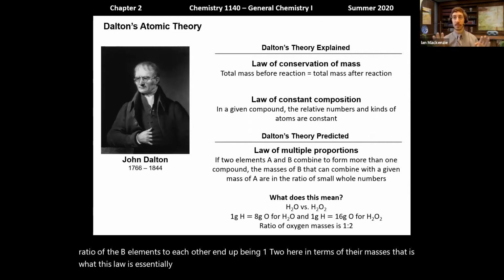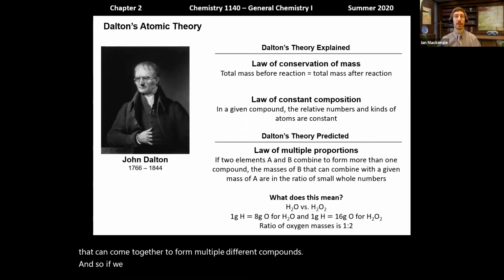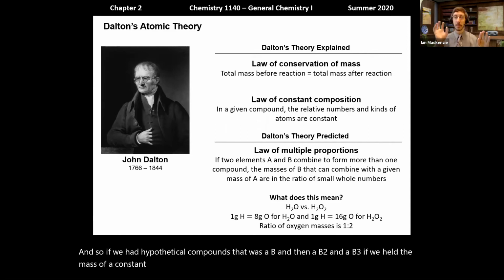So if we have 2 elements that come together to form multiple different compounds, and so if we had hypothetical compounds AB and then AB2 and AB3, if we held the mass of A constant, then the ratio of the B masses for each compound is going to be a small whole number.